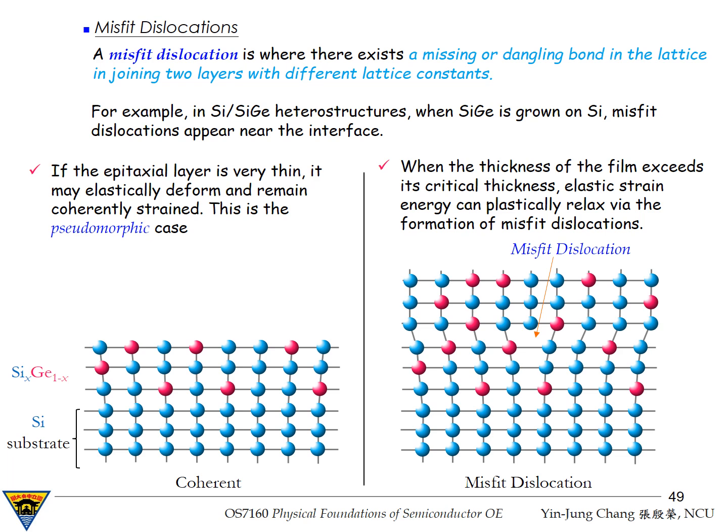So while misfit dislocations help relieve strain, they are in general undesirable in semiconductor devices because they introduce defects in the crystal lattice. These defects can act as, for example, non-radiative recombination centers, scattering centers for carriers, and leakage paths in electronic devices. So, controlling or avoiding misfit dislocations is a major challenge in heteroepitaxial growth.